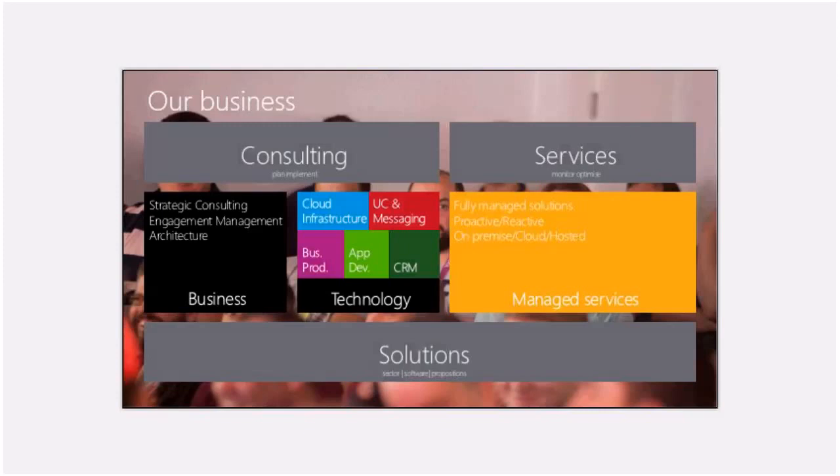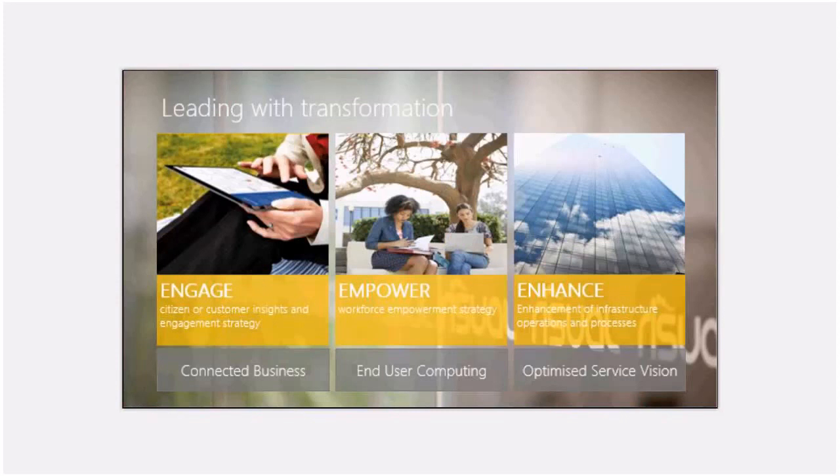So if I can just take a look at the transformational piece, we basically operate in three areas here: connected business, end-user computing, and optimized service vision. The connected business part is very much about ensuring that the right people have the right information at the right time on the right device. So it's taking the information that's held within an organization and presenting it to the right people at the right time.